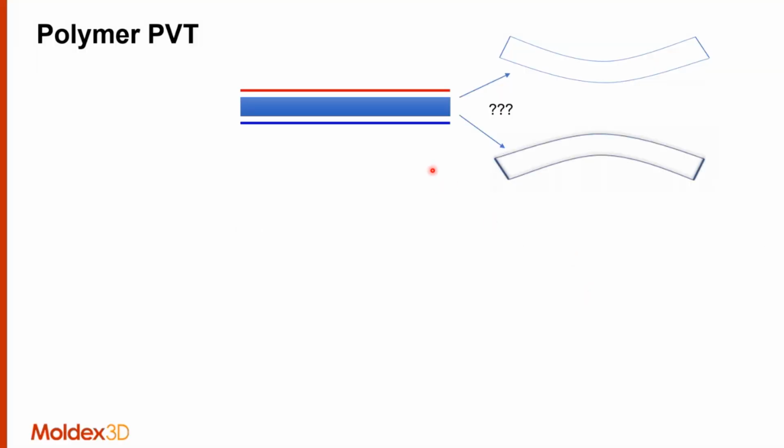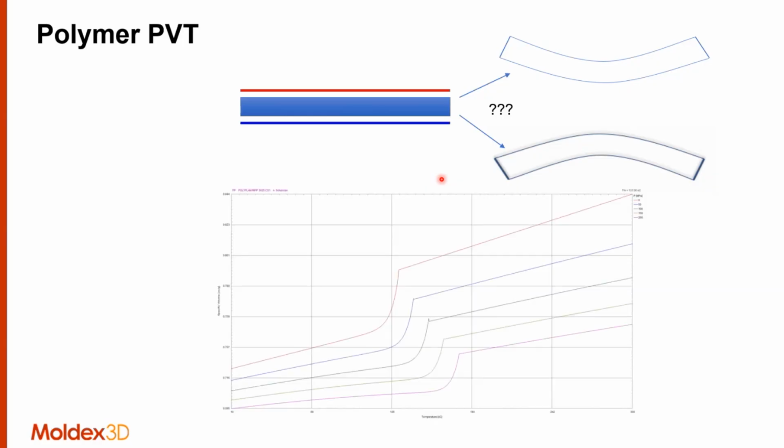So on the top right here, you can see this is a plaque, okay? On the top, this is hot temperature. Below, this is cold temperature. And due to the temperature differences, what would be the reason the part is going to warp into this smiling shape or the crying shape?